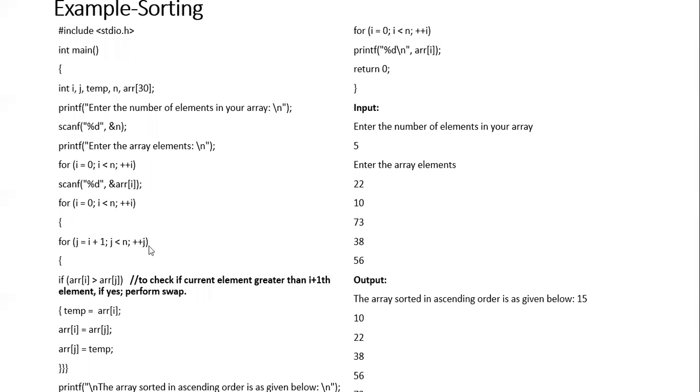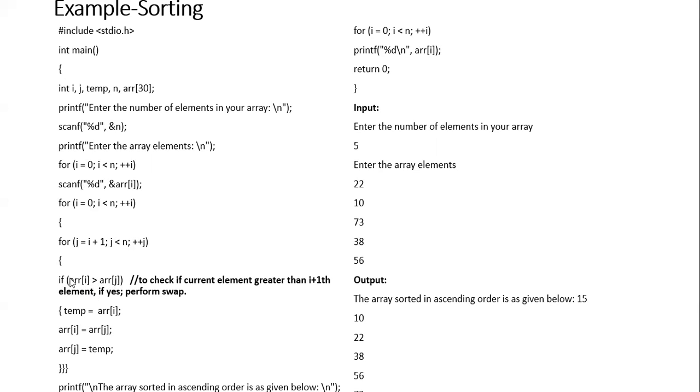Then using this for loop and the inner for loop, i is initially 0 and j will be the next element, i plus 1. So if 1 and 2 are there, i will be pointing to the first element, and j will be the next one, the second element. So those two will be compared. You can see here, array of first element and array of the second will be compared.